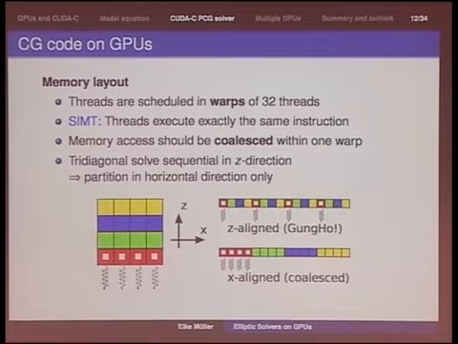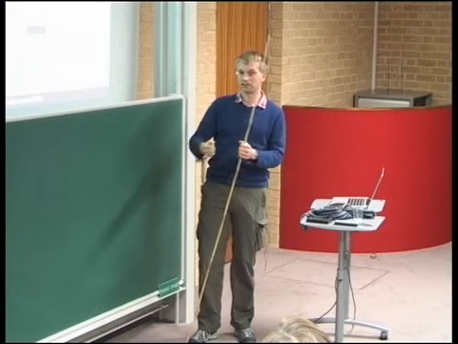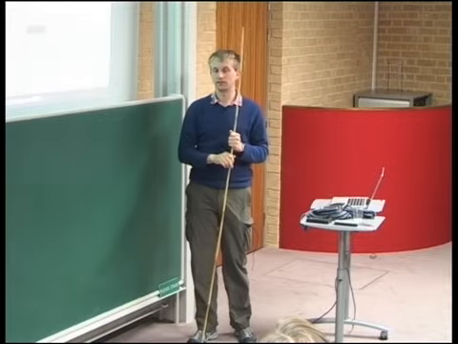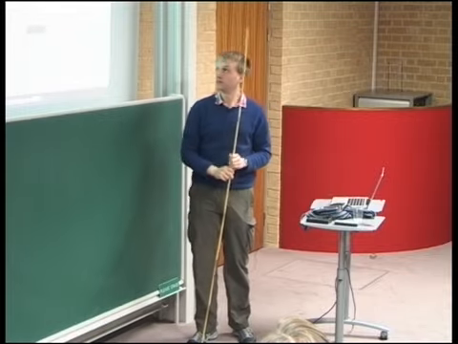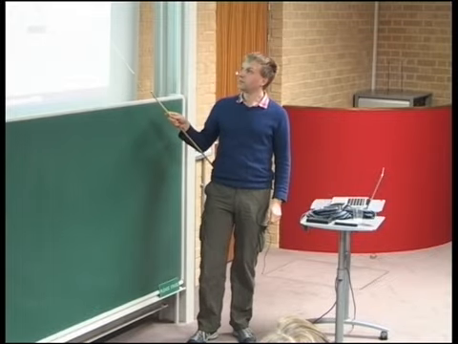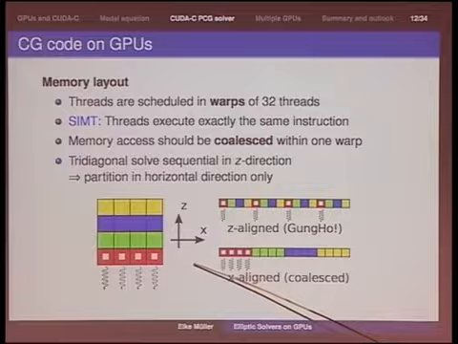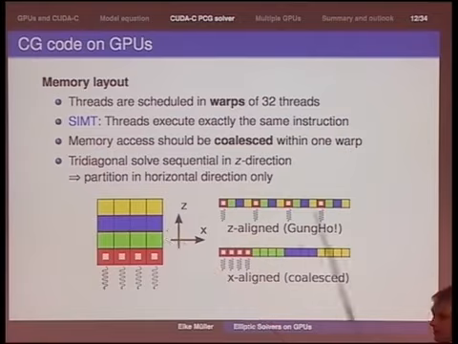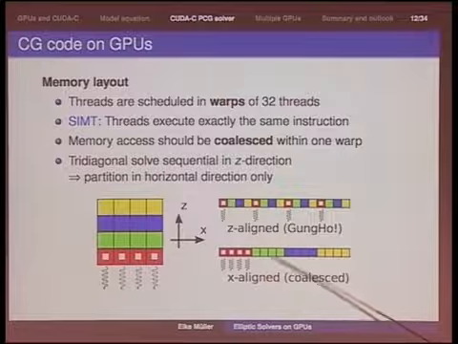And that's not a problem for the apply function, because there you can do this 3D partitioning, and they just align them in the vertical direction. But for the tridiagonal solve, you can't do this. And the solution to this problem is very easy. All you do is change the memory layout. You don't store vertical columns consecutively. You just store horizontal columns consecutively. And if you do this, then the memory access is perfectly aligned.